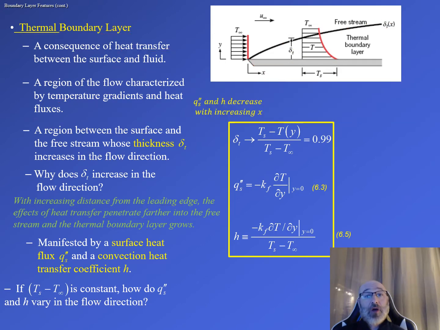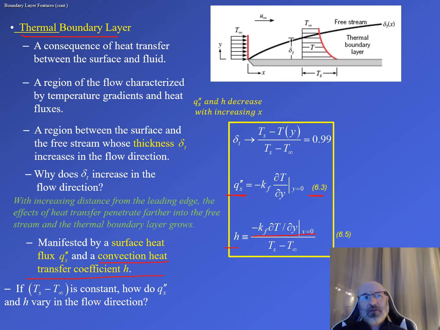So our thermal boundary layer is going to be manifested by a surface heat flux. So this is right here, equation 6.3. There's our surface heat flux right there, our q double prime sub s, where the s indicates our surface. And also a convection heat transfer coefficient, h right here, where h is given to us in equation 6.5 in our textbook by this relationship that we see here.